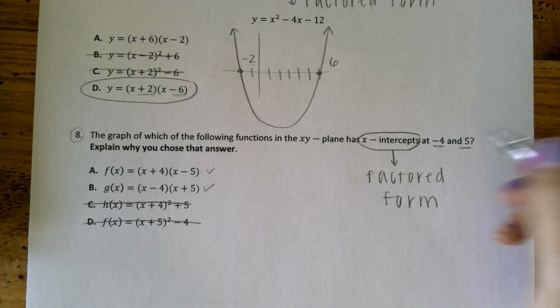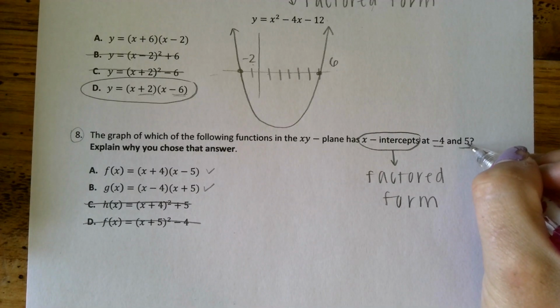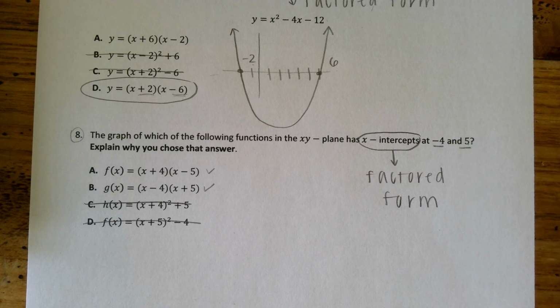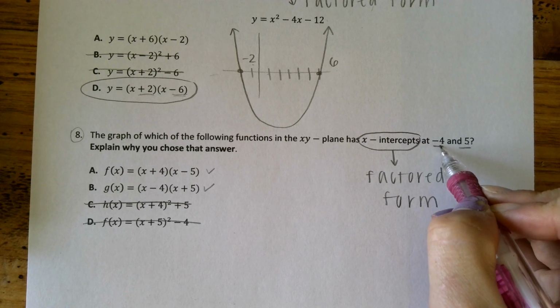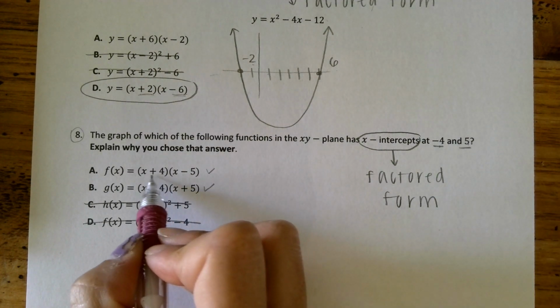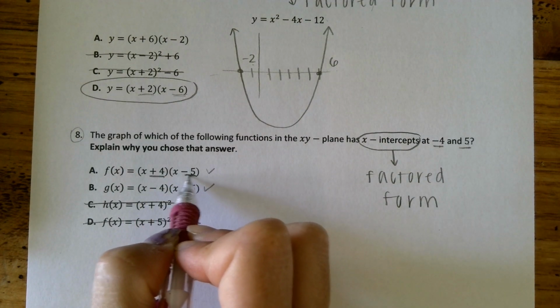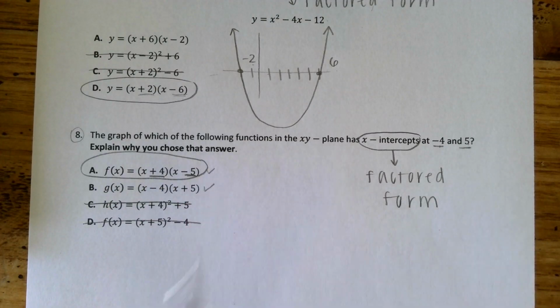And then it tells me the x-intercepts are at -4 and 5. So I don't have to graph it in my calculator. It's already telling me where it crosses that x-axis. All we have to do is make sure that we make them opposite before putting them in the parentheses. So this -4 should become positive, looks like it did right here, and that +5 should become negative. So my answer is A.